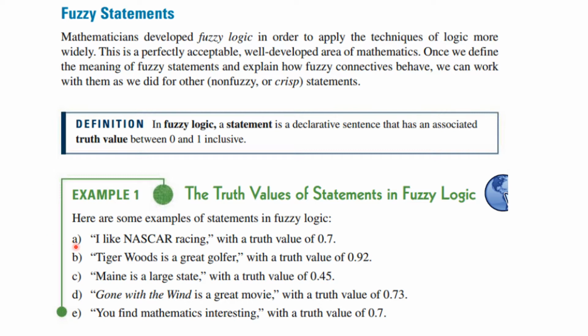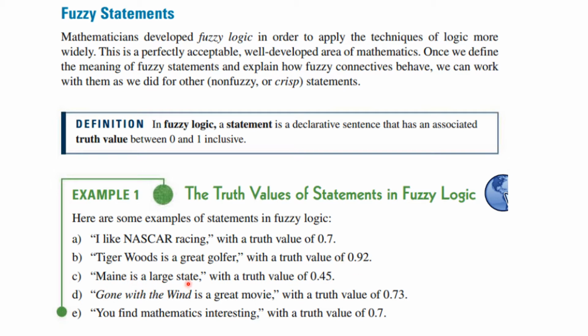I like NASCAR racing. And we're going to say, suppose that has a truth value of 0.7. That's saying the degree to which you like NASCAR racing is 70%. Tiger Woods is a great golfer. The degree to which you feel that is true is 92%.